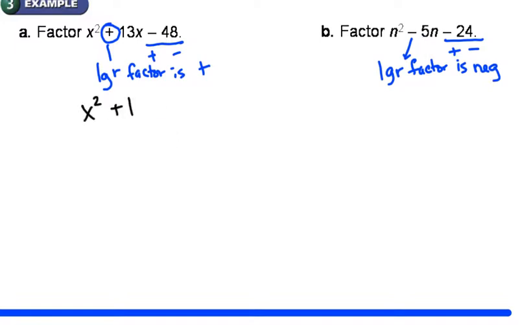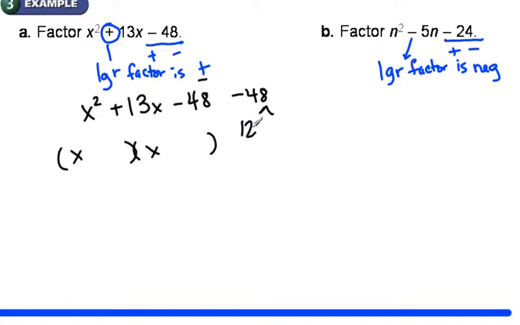We have x squared plus 13x minus 48. So x squared, we know, will end up being x times x, because that's the only way we can get x squared. 48, negative 48 to be more specific, and we know the larger factor is positive. Okay, I know 12 and 4, but 12 minus 4 would give me 8, so that doesn't work. Let's see, 6 and 8. And 8 would have to be positive, the 6 would have to be negative. That would give me 2, so that doesn't work.